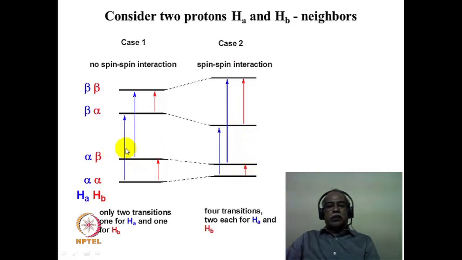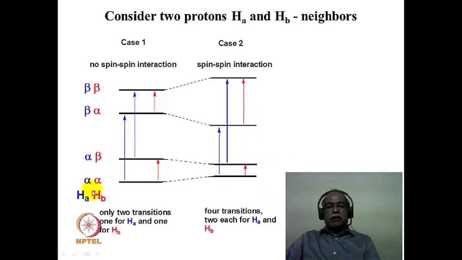So what was originally an equal energy transition of the blue and an equal energy transition of the red, which gave rise to only two signals, now has four possible signals, corresponding to the first transition of this kind, the second transition which is this one, the third transition which is this one, and the fourth transition which is this one. So there are four lines that are possible.